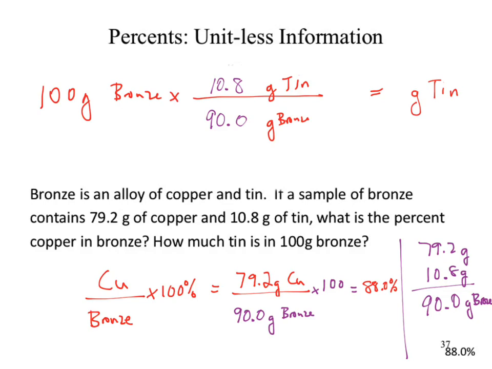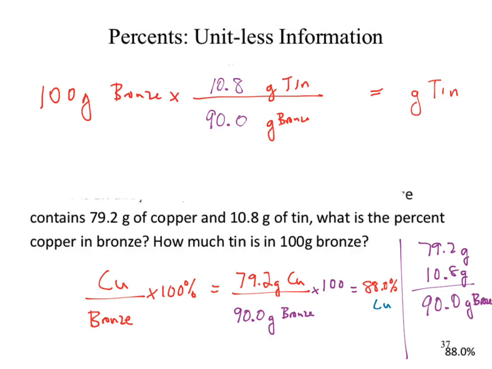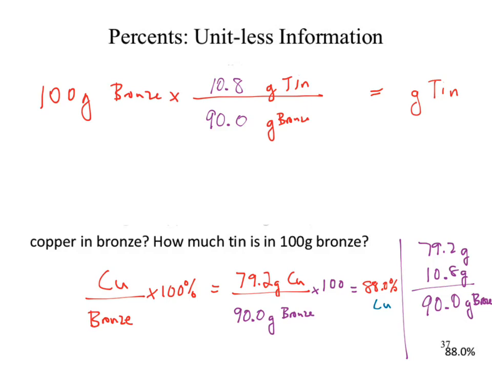Is this the only way to do it? No. There are plenty of other options. Right? This 88% that we came up with was what? That was the percent of copper. Okay, well, I'm trying to figure out the percent of tin. How could I figure out the percent of tin?